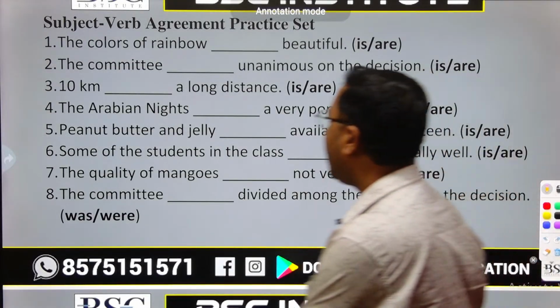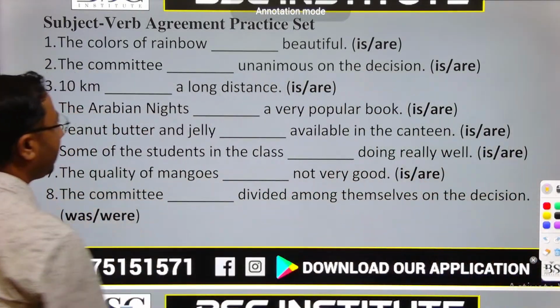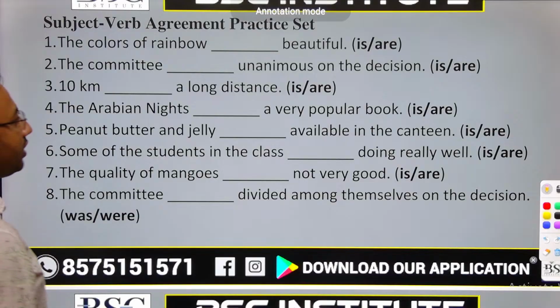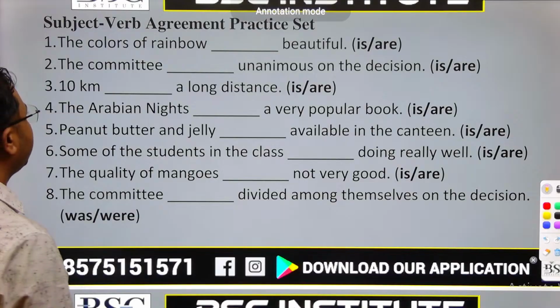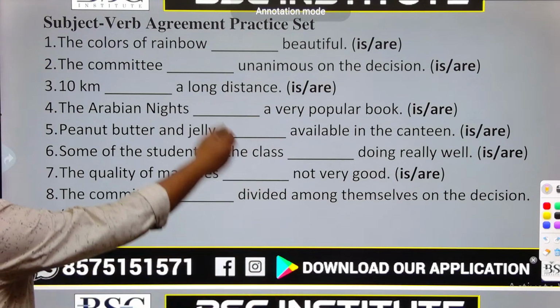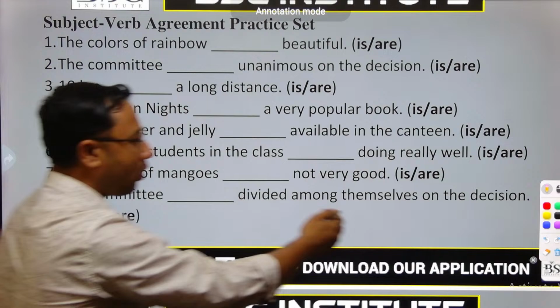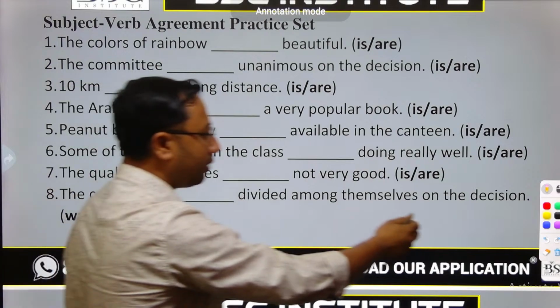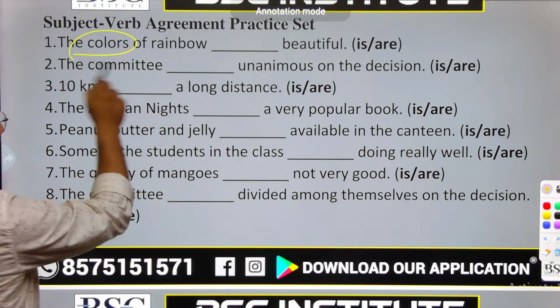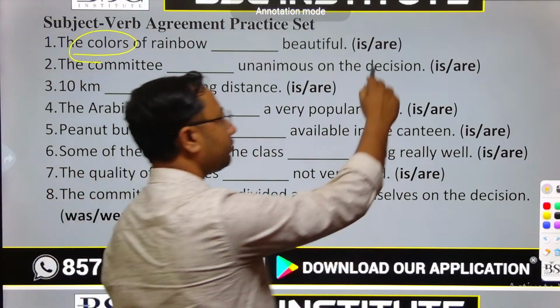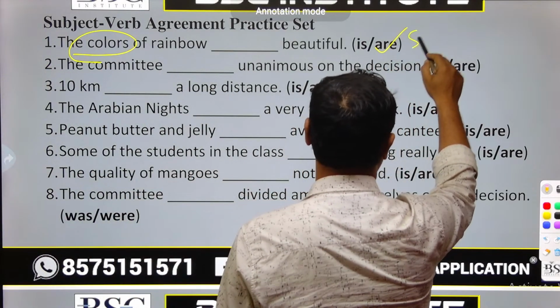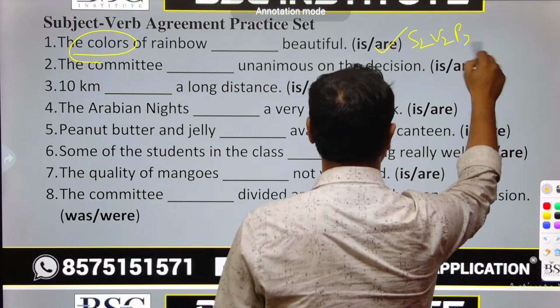Okay, the colors of rainbow. Okay, the colors of rainbow, that's beautiful. Now try to answer. The colors of rainbow is beautiful. So who is the subject over here? Subject is not rainbow. Many times we figure out the wrong subject. Subject is not rainbow but colors, and colors are plural. So R is the answer, because S2 follows V2 follows P2.